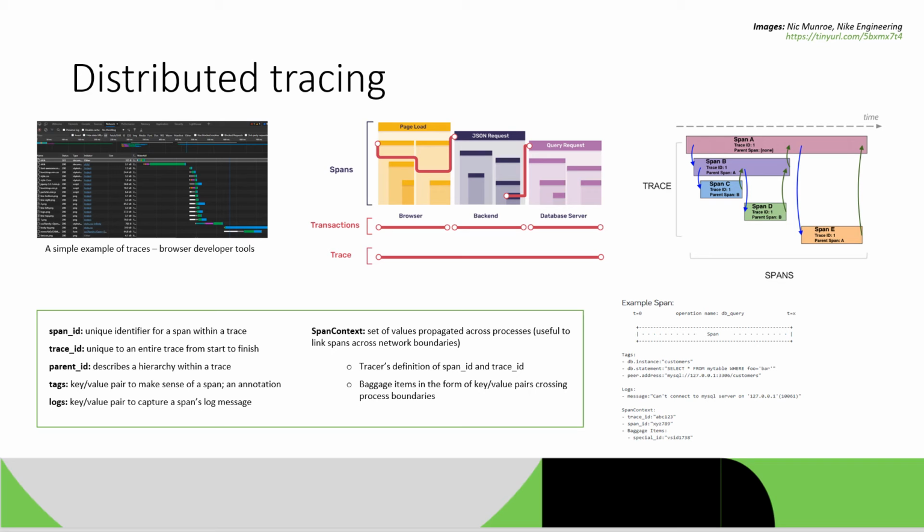Apart from this, you have tags and logs. So tags are basically annotations to make sense of what a span is, and then you have logs, which can be just a simple log message that you want to print, or you want to pass on to your centralized logging as a key value pair.